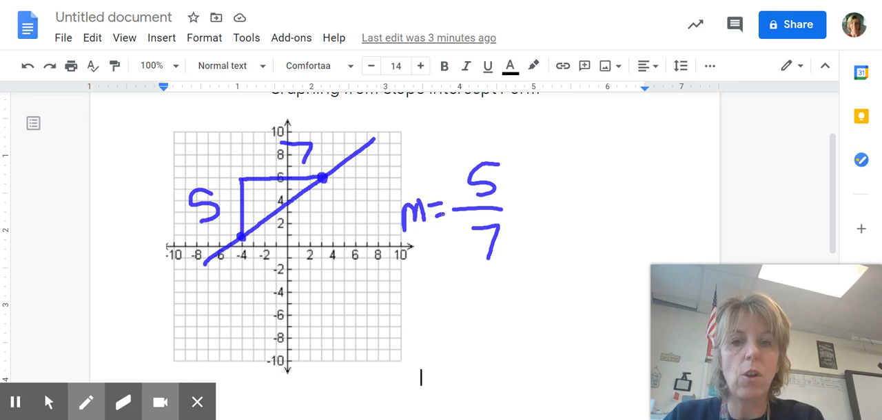So I always write slope using that lowercase m to indicate slope, and I always write it as a whole number or as a fraction. I never write slope as a decimal. So don't take 5 and divide it by 7 and get a decimal for that. It's always a fraction or a whole number.